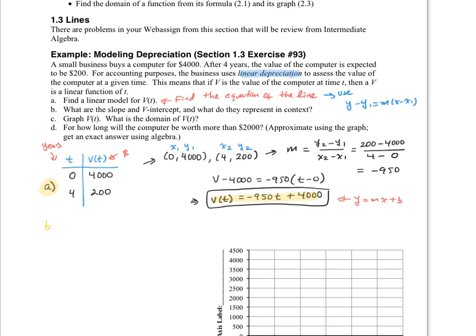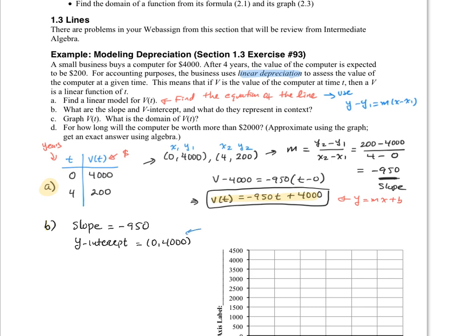Part B is asking for the slope and the y-intercept. So the slope, remember, was equal to minus 950, which is what we have from here. This is the slope. And the y-intercept is the point (0, 4,000). So it's asking you to interpret this in context.